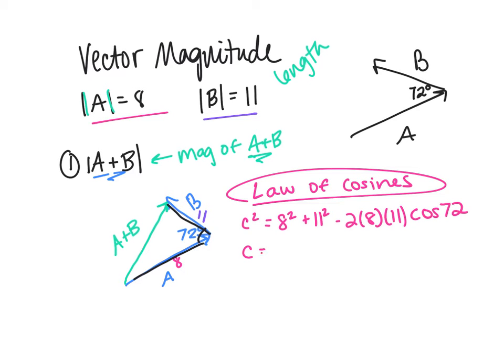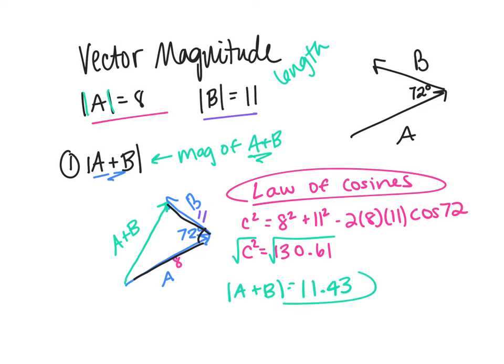So once we type the right side in, we get 130.61, and that's c squared. Then take a square root to finish solving. And we get that the magnitude of A plus B is equal to 11.43. And that's it. So these are essentially just law of cosines problems. You just have to be able to draw the picture first.